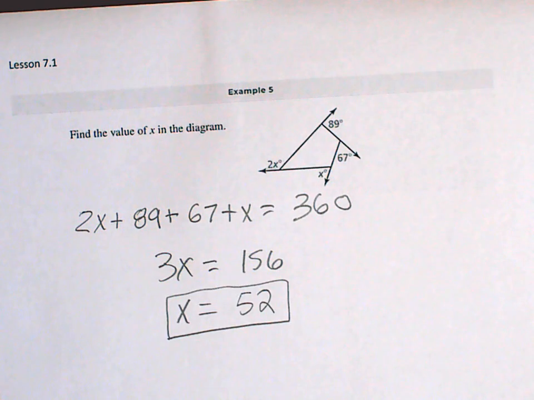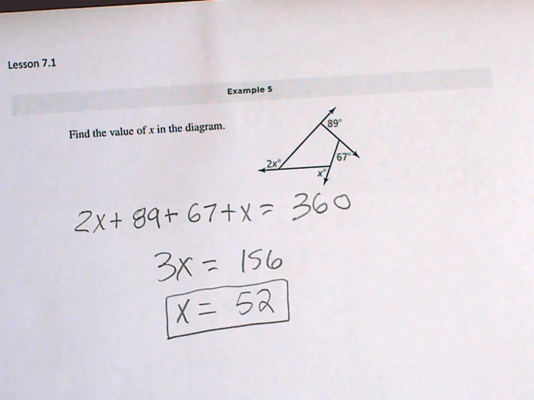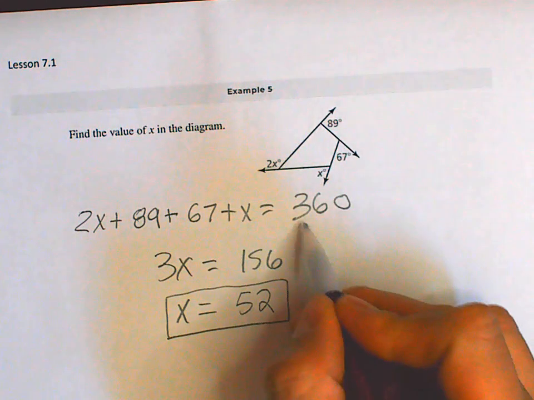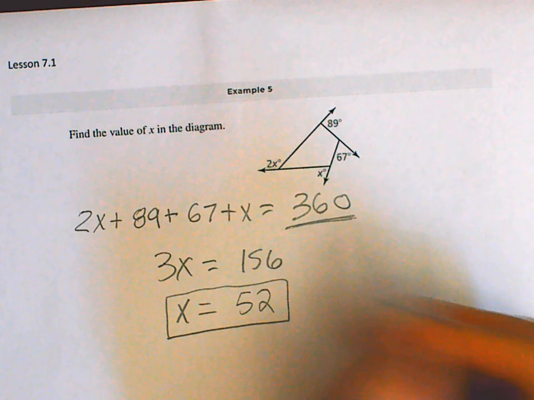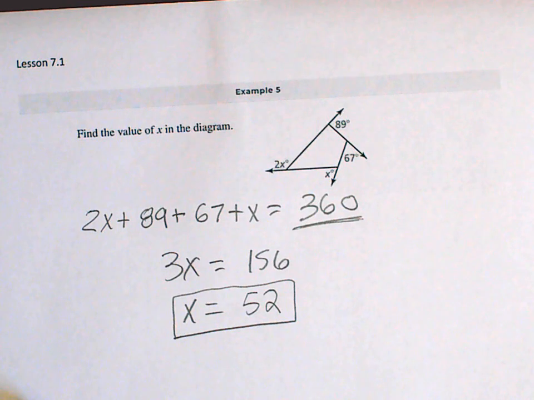Now, if they wanted me to go back and find the angle measures, all you have to do is plug it in here. So x equals 52. We just need to remember that the sum of the exterior angles will always be 360, no matter how many sides it has. So that's example number 5. Let's look at example number 6.